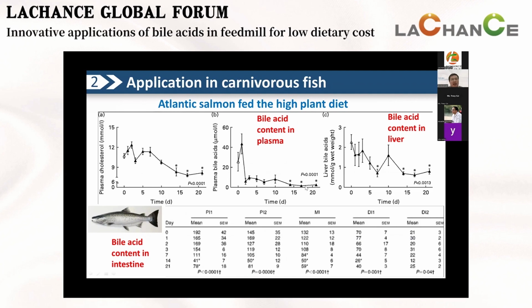And here is an example in the Atlantic salmon. For the Atlantic salmon, if it is fed with the high plant diet, and here is the feeding time, we can see here the bile acids in the plasma, here in the liver, and here in the intestine. We can see that the bile acids in the Atlantic salmon will be decreased after intake of the high plant diet.